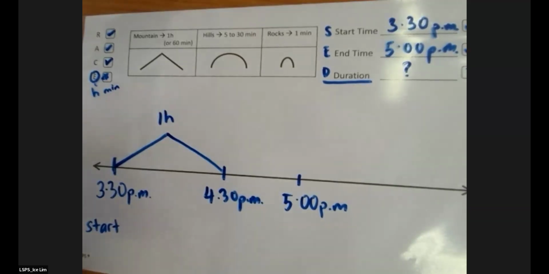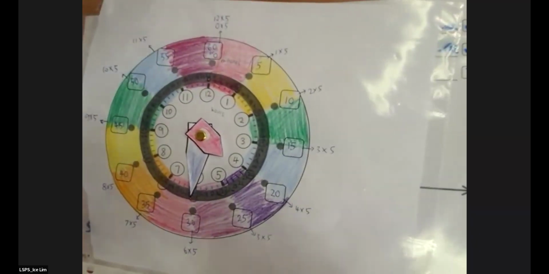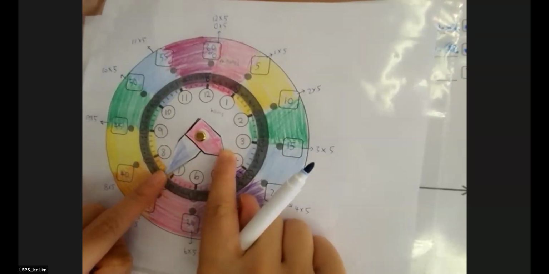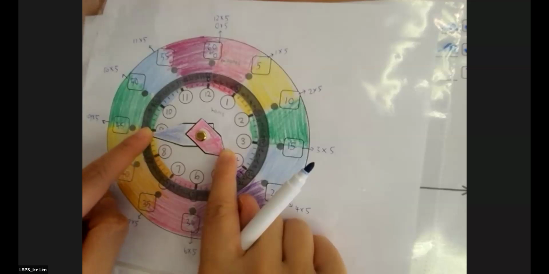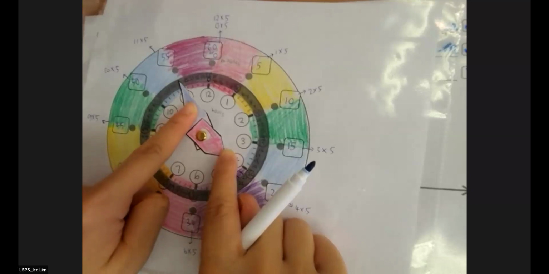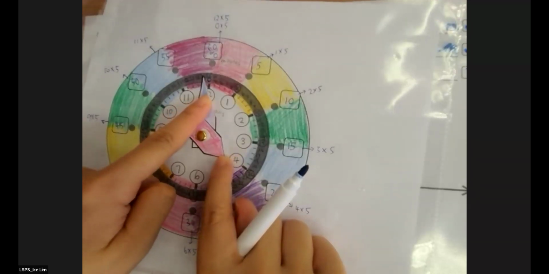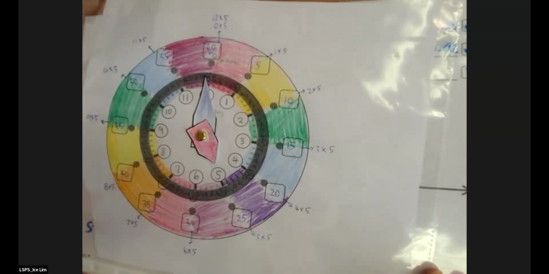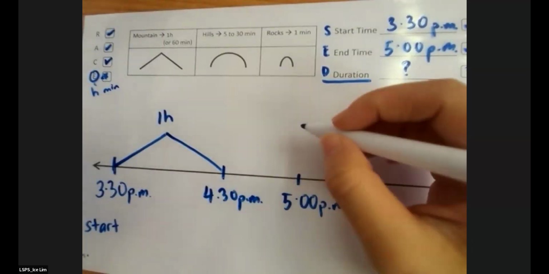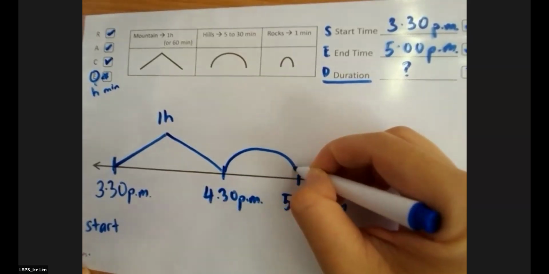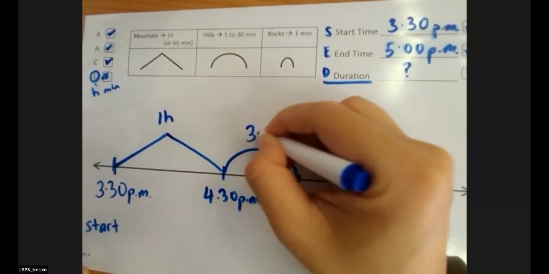Again, I can use my clock face here to check. From 4:30, 5 minutes, 10 minutes, 15 minutes, 20 minutes, 25 minutes, 30 minutes, then it will be 5 o'clock. So it's 30 minutes or half an hour, so I can draw a hill for 30 minutes or half an hour.